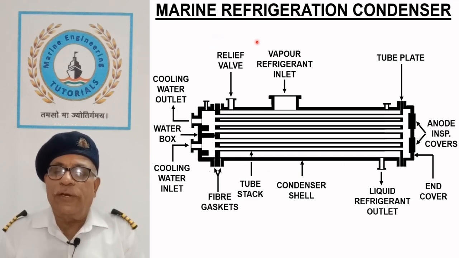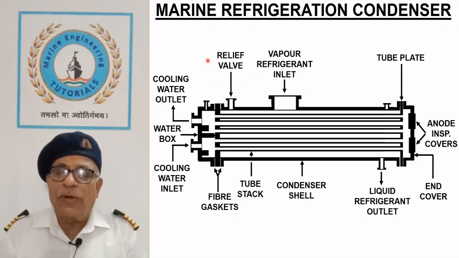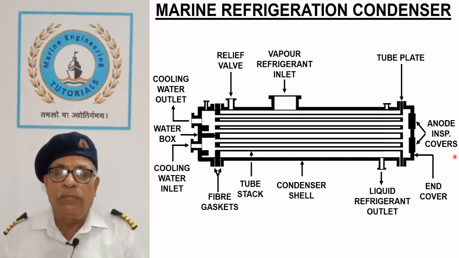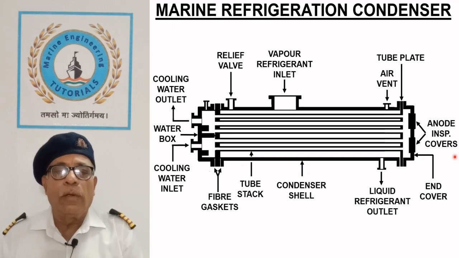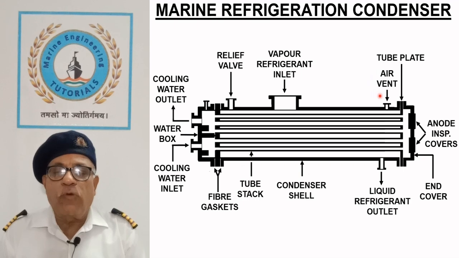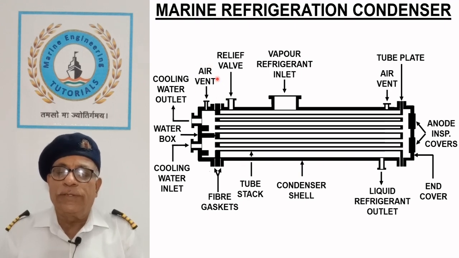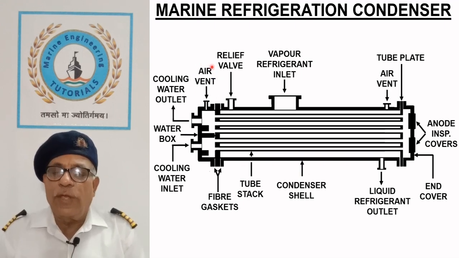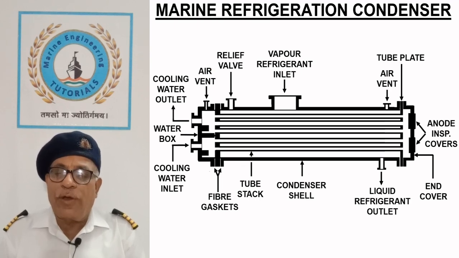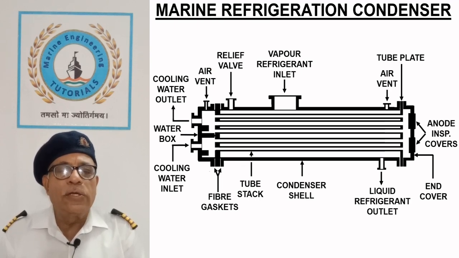Condenser shell is protected against the overpressure by a relief valve. Top of the condenser shell is equipped with an air vent to release any air in the system. Similarly, the water boxes are also equipped with air vents to release any trapped air in cooling water spaces.